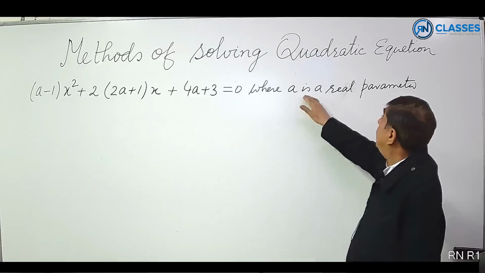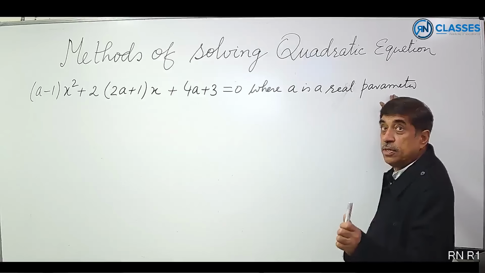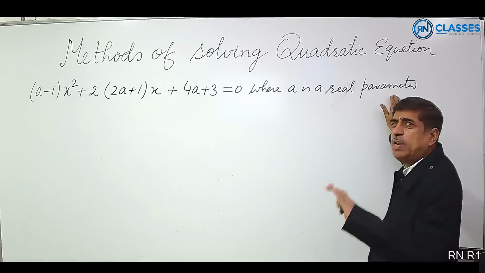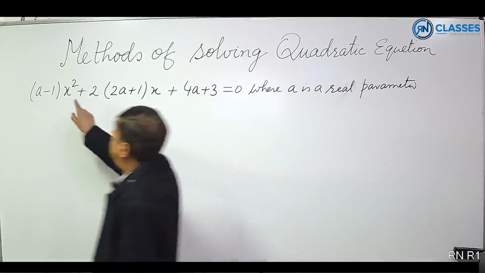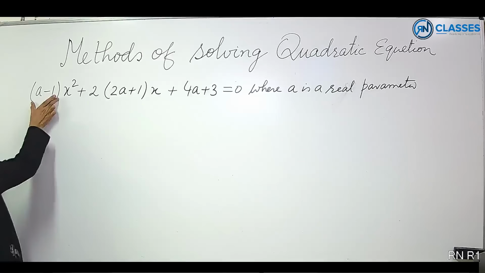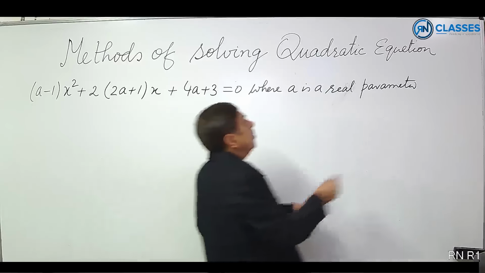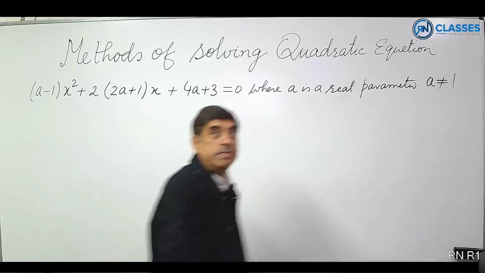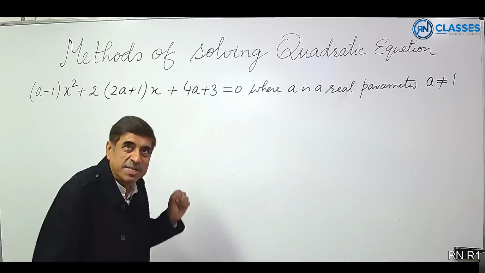Here, a is a real parameter. Now the question arises, can this real number take every possible value? No. Coefficient of x square should not be equal to 0. A minus 1 should not be 0. A should not be equal to 1. So, a is any real number except 1.